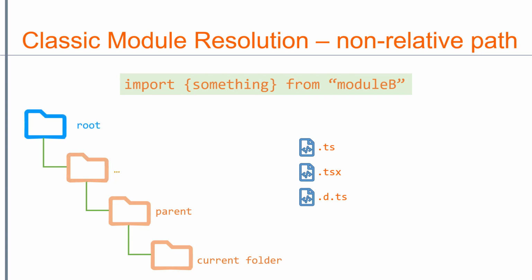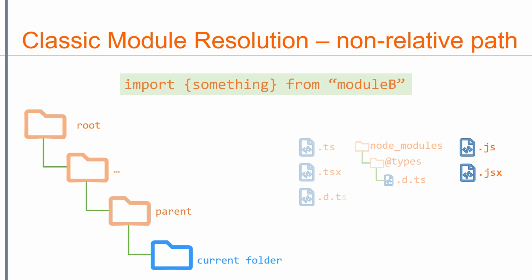If no file is found, it moves to the current folder and looks for a type definition file called module B inside the @types folder in the node modules folder. If not found, it continues its search by moving up in the folder hierarchy. If no luck finding the type definition file in the parent chain, then it moves to the current folder and looks for the module B JavaScript file. Again, it moves up in the folder hierarchy looking for the module B JavaScript file. Finally, it gives up and declares that the module is not found.